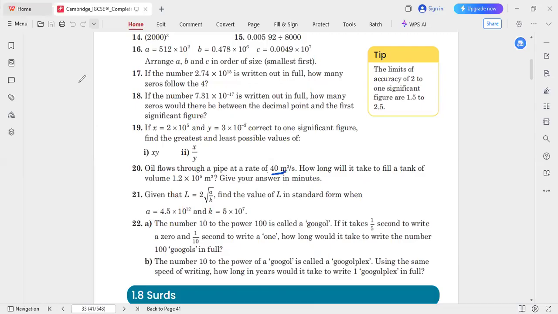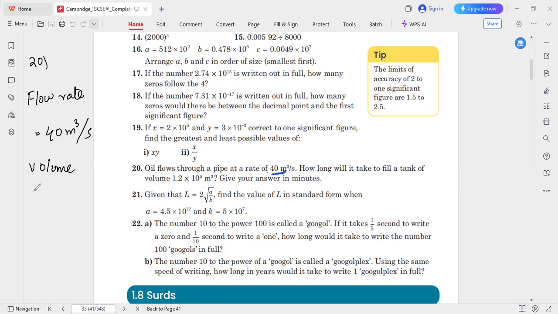So for this part number 20, I'm doing here, they gave us the rate, the flow rate. And the flow rate they gave us is 40 meter cube per second. Then they gave us the volume.